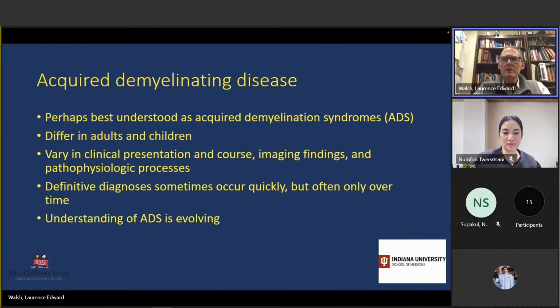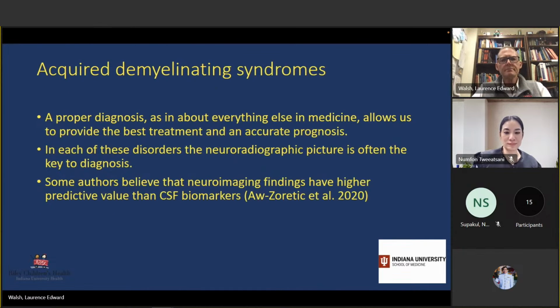Just for comparison, when I was in training, and I'm older than Dr. Wu is, we had multiple sclerosis, and we had ADEM kind of, and we didn't know all this fancy stuff about NMO or MOG or anything like that. Our understanding over the past 15 to 18 years is really evolving with these disorders.